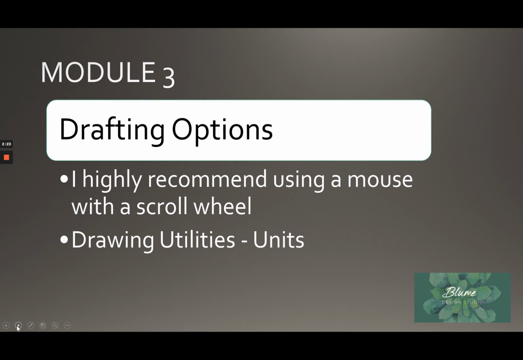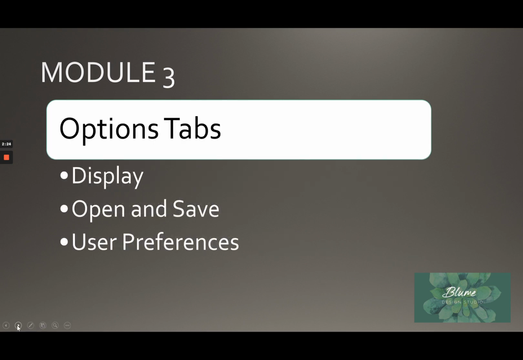The other things to set up are under the Options tab, and we'll go through all this. Display, Open and Save, and User Preferences are the basic ones you need. This is covering the basics. There are lots of options you'll see when you get in there, but these are the ones you need that will get you drafting today.